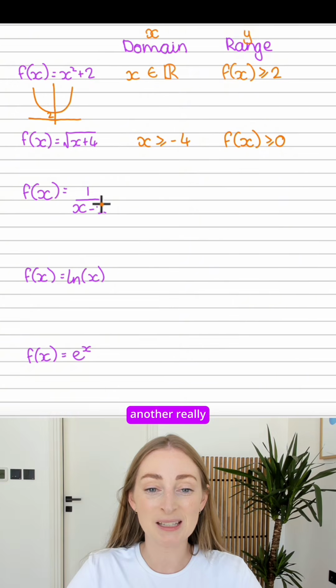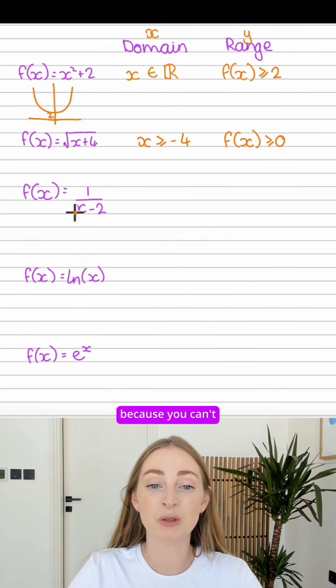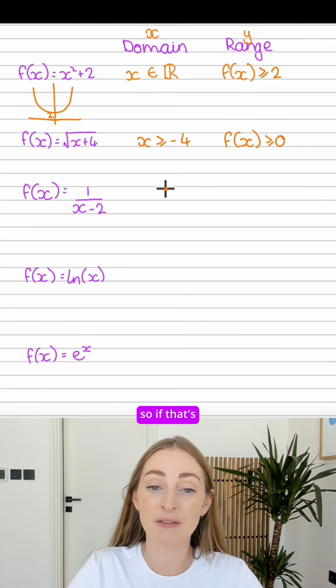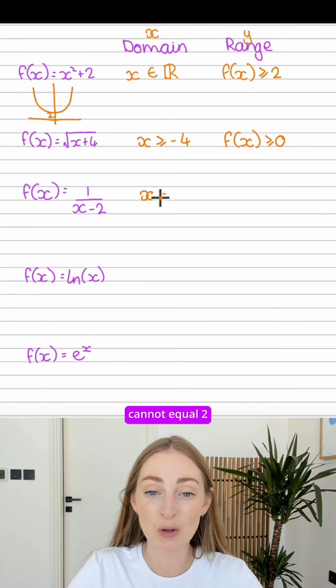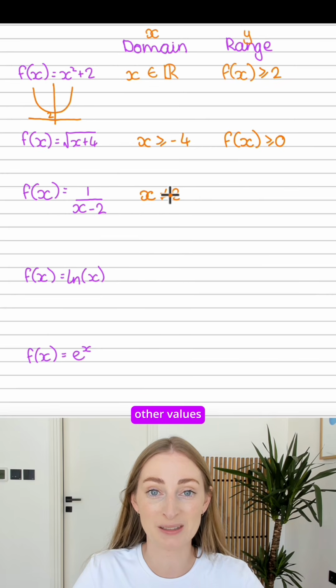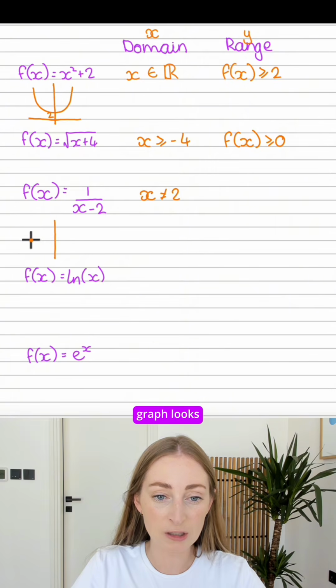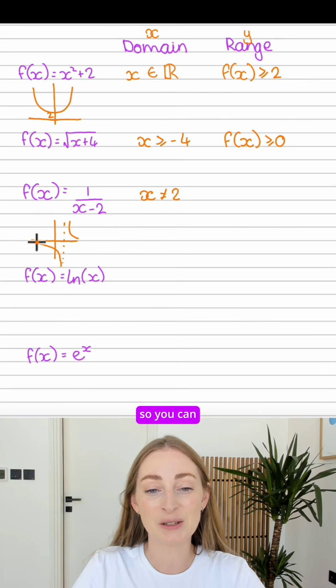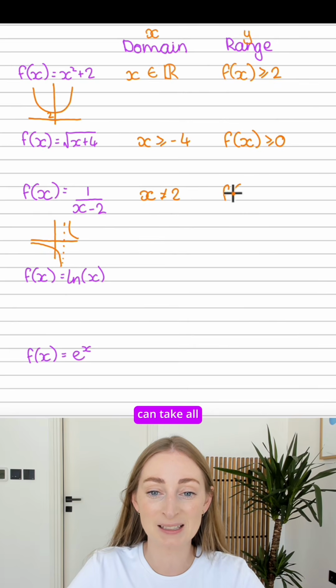A fraction is another really common one because you can't have the denominator equaling 0. So if that's the case, x cannot equal 2, but x can take any other values. Thinking about how that graph looks, it's going to have an asymptote when x is 2, and it's going to look like this. So you can see that f of x can take all values apart from 0.